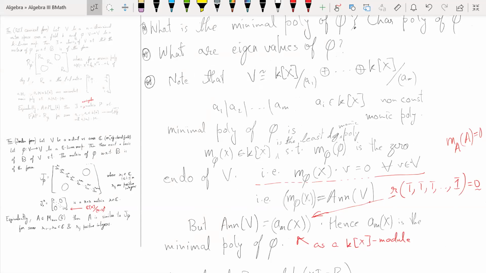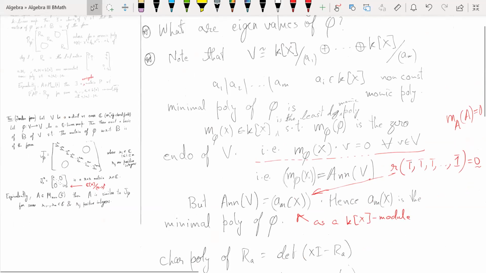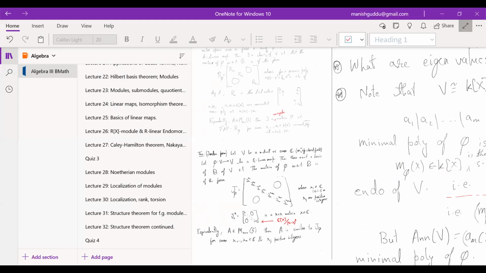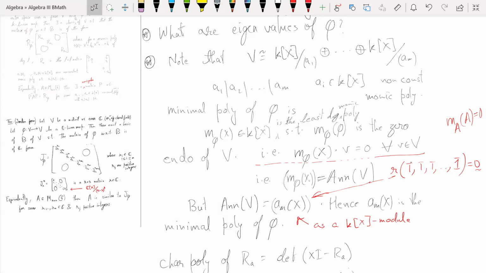now what about the characteristic polynomial of φ? So we want to know what the characteristic polynomial of R_φ is, but let's start with the characteristic polynomial of R_A. Once we know the characteristic polynomial of R_A, R_φ is block diagonal, so we'll know the characteristic polynomial of R_φ. By the way, any guesses on what the characteristic polynomial is going to be? Of R_φ? Yeah, so it should be the product of all these. It's going to be the product of all the A_i.